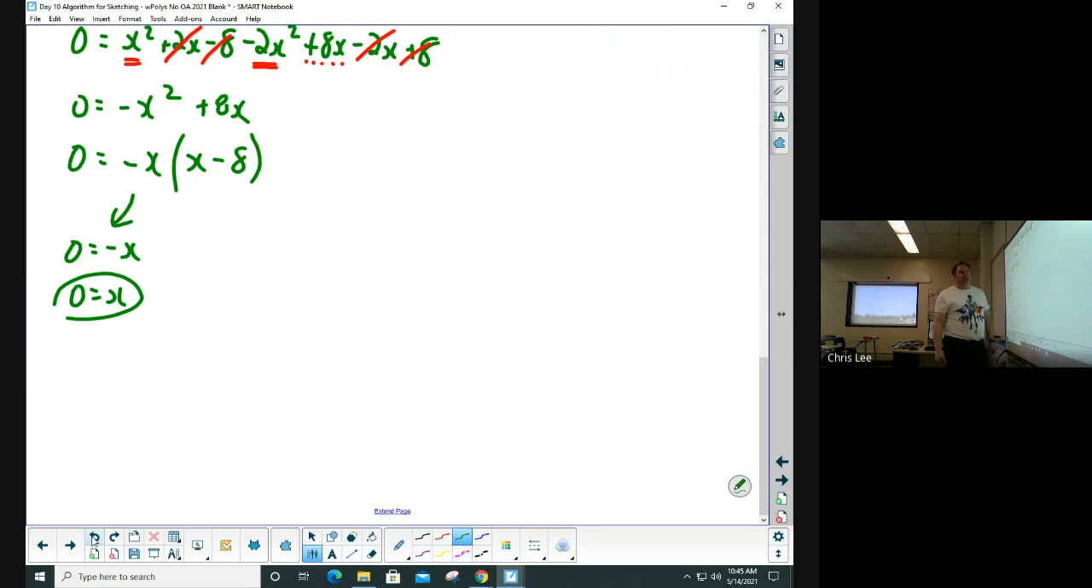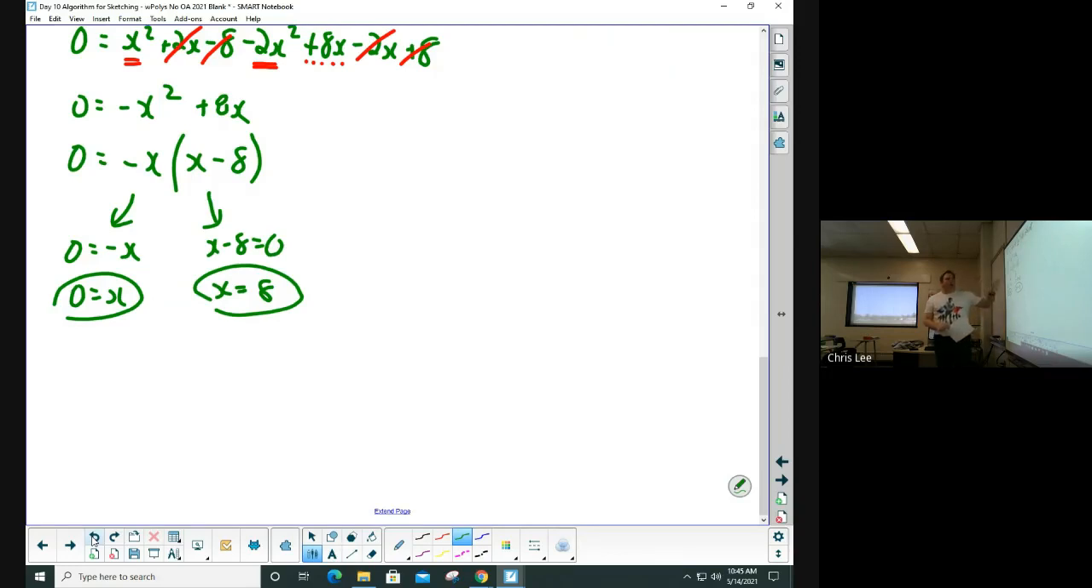So obviously one of the answers is 0. And I think you can see the other answer is 8. And so I have 2 critical points. I would not have known about these critical points without the calculus. Okay? And so this is really handy.